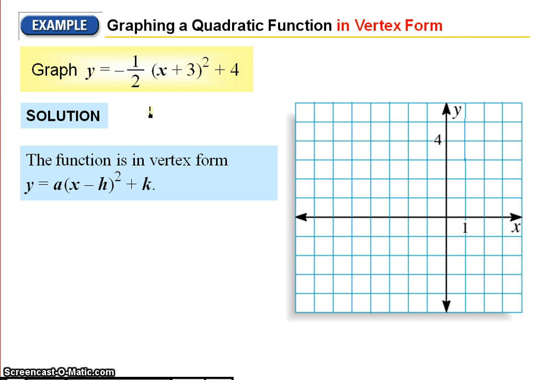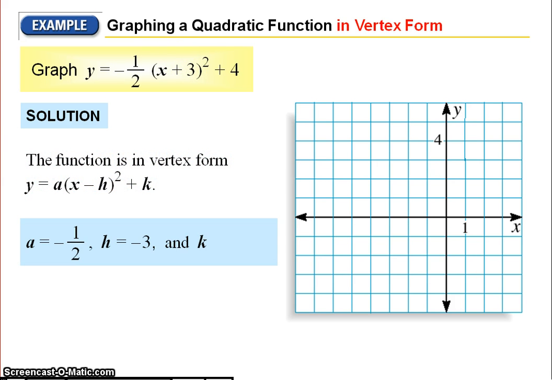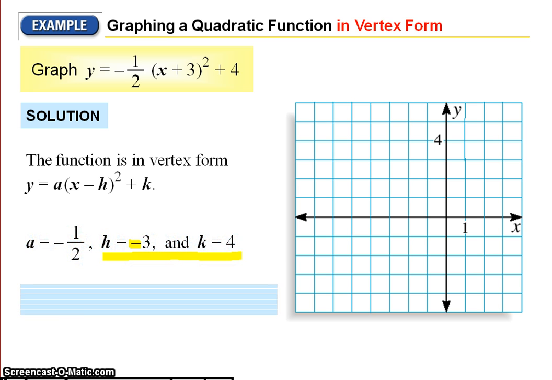So graphing this, we know that we can just read off the vertex, which is why it's called vertex form. So we have our h is minus 3 because it's the opposite sign, and our k is a positive 4. So this is where our vertex is. So we can go ahead and plot our vertex.